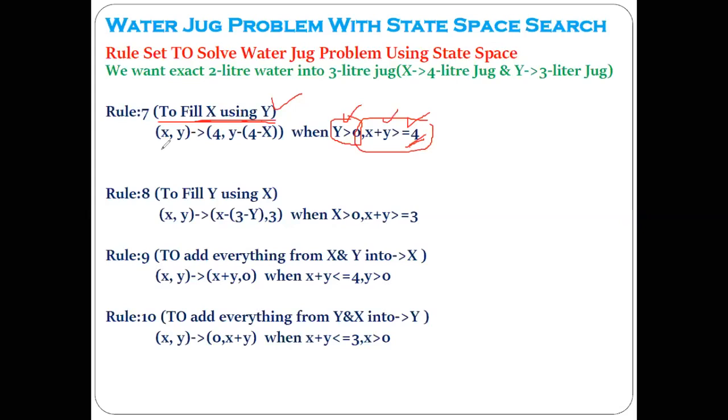Then the state space representation is like this: x comma y implies. Now what do we have to do? You have to fill x completely using y. If you fill x completely using y, x will become 4.